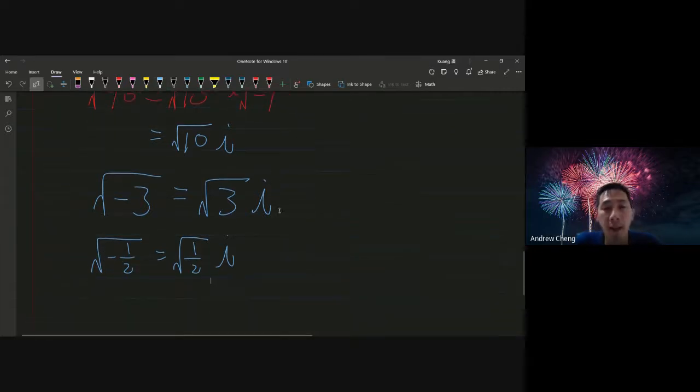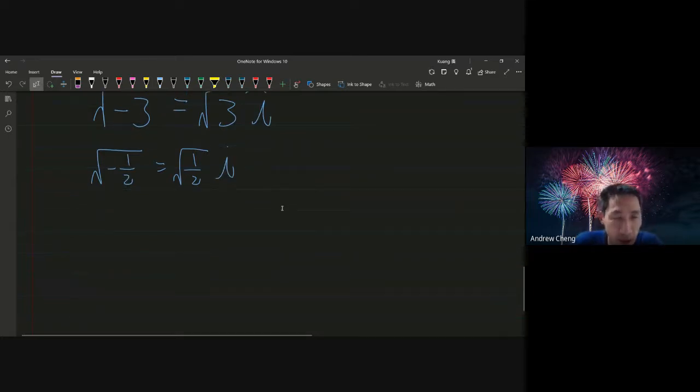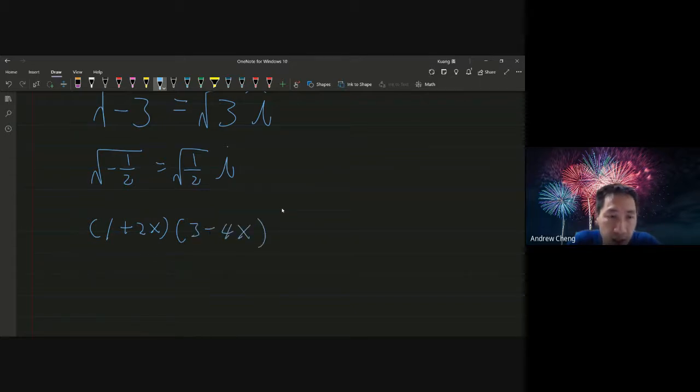And then when we do operations with the imaginary number i, it is just like the variable x. For example, we want to multiply (1 + 2x) times (3 - 4x). We cannot combine 1 and 2x because 1 is a constant and 2x is a variable. We cannot combine these two terms. So we do the big rainbow, small rainbow, like this, and then this, and then this.